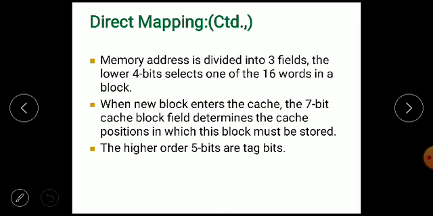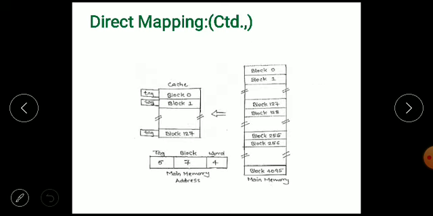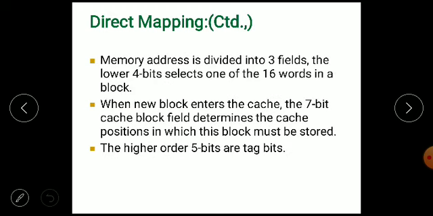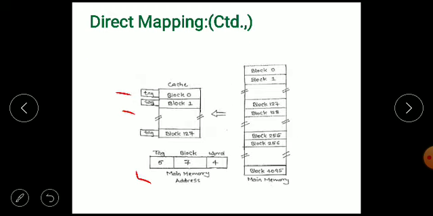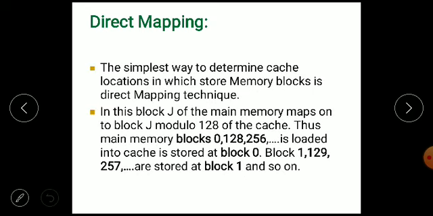So that is represented in the 7-bit block field, right? And next, the higher order 5 bits represent the tag field, right? So these are the tags. The higher order 5 bits represent the tag.